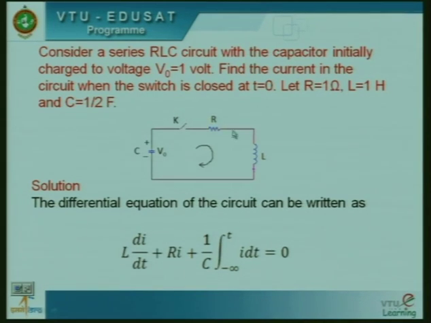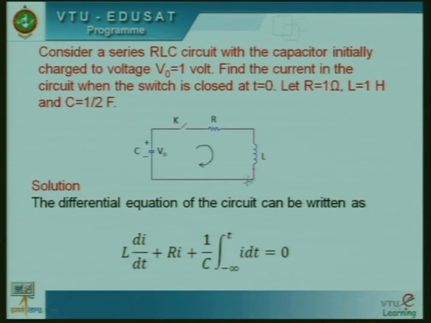Let the value of resistance be 1 ohm, value of inductance is equal to 1 Henry, and value of capacitance is equal to half farad. Now, when the switch is closed, the three elements R, L, C form a closed loop. So, we can write the differential equation for this circuit in the following manner, that is, the drop across the inductor L into di by dt plus drop across the resistor R into I plus 1 by C integral minus infinity to t I dt is equal to 0.